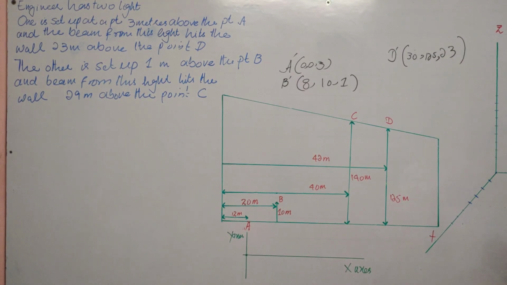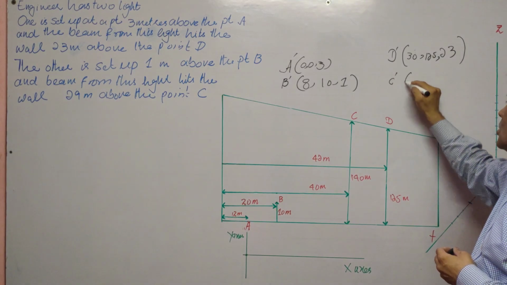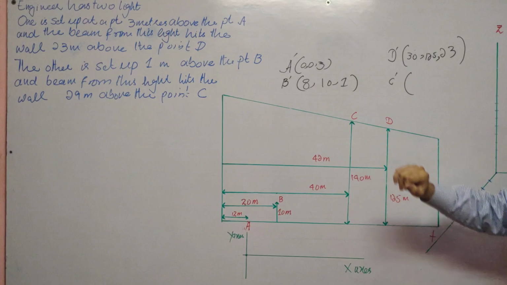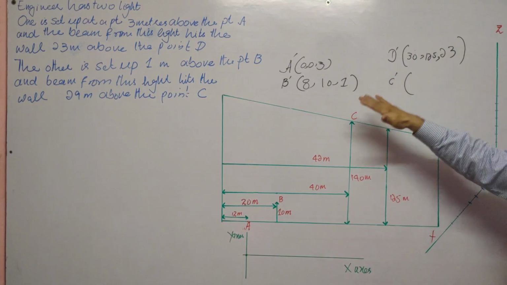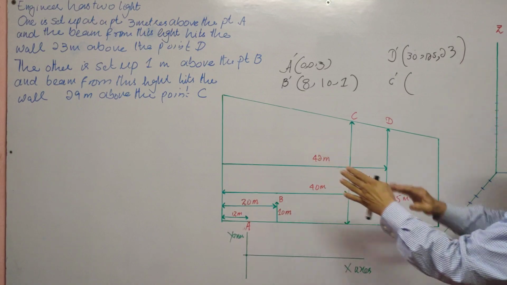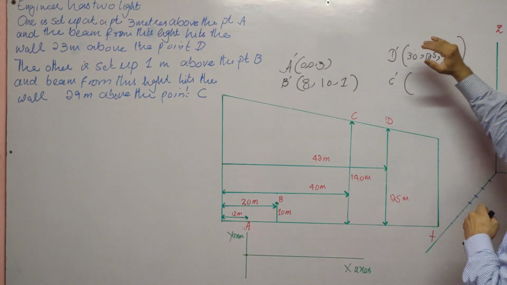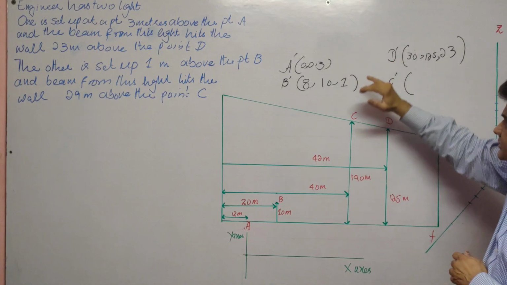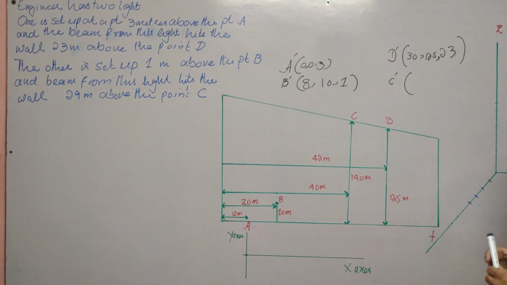Similarly, the coordinates of C prime. You know, C prime is 29 meters above the point C. Point C lies in this plane, and the second beam of light hits the wall 29 meters above the point C. Coordinates of point C prime.